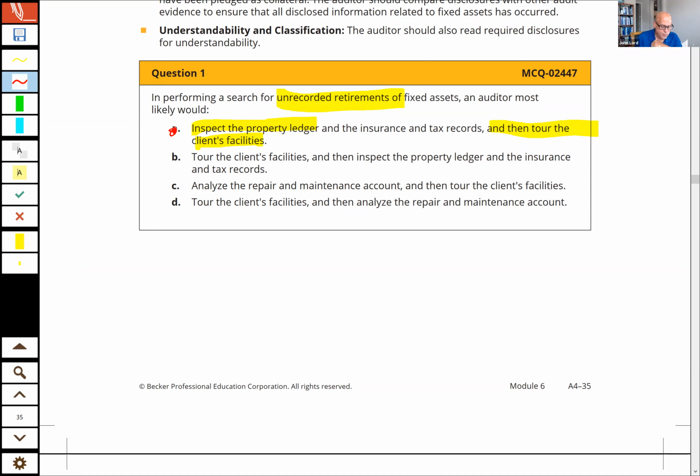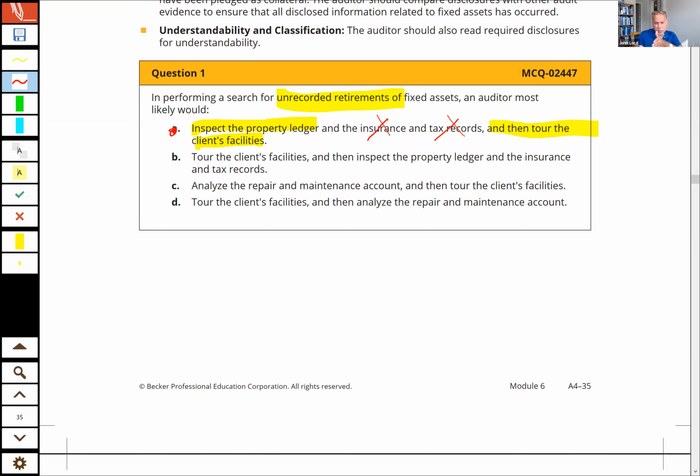Now, I find this sort of a silly distractor. I mean, insurance and tax records. Probably the first thing you're going to do when you retire an asset is take it off of your insurance and not want to have to pay any more property tax on that thing, if that's the tax records that you're talking about. So those are just distractors, okay? The key thing is to tour the facility and go and try and find this old thing, okay?